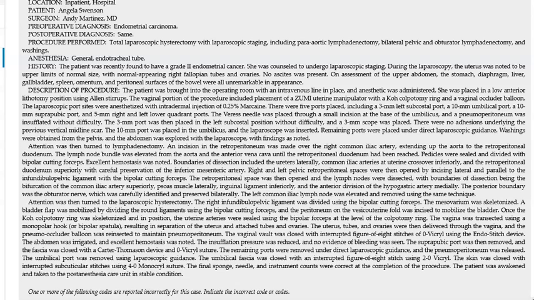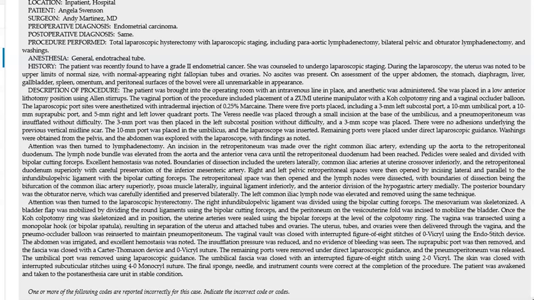all unremarkable. So the description says, our patient's taken to the OR with an IV line in place, anesthetic was given. She was placed in a low anterior lithotomy position using Allen stirrups. The vaginal portion of the procedure included placement of a Zumi uterine manipulator with a colpotomy ring and vaginal occluder balloon. The laparoscopic port sites were anesthetized with intradermal injection. There were 5 ports placed.